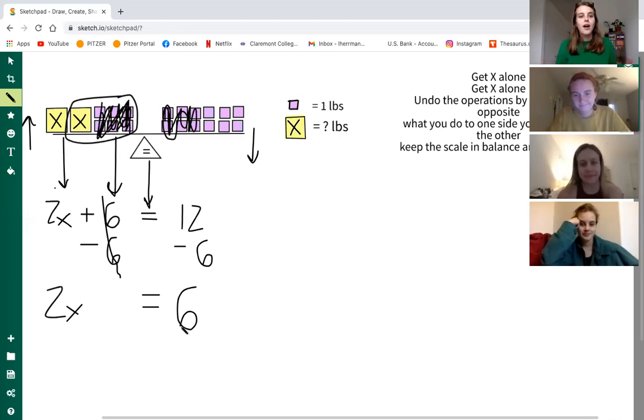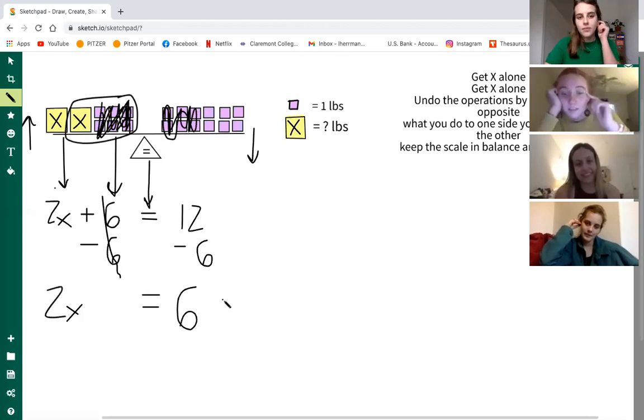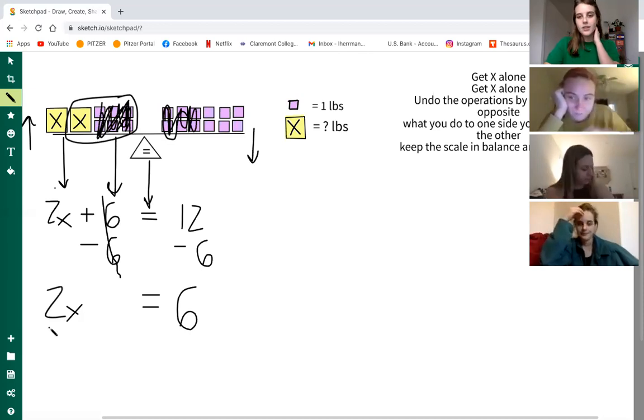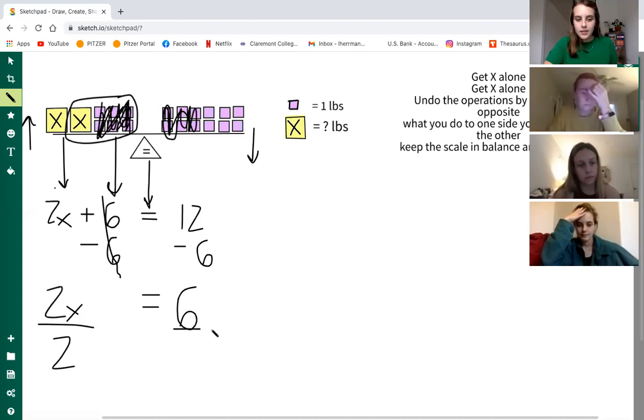So now we have an equation that looks familiar, right? We worked on these last week. Our scale is still in balance. And now we just add one more step and we can get x alone. So let's see, Kira, what's the next step? What do we need to do? So I think to get x alone, since x times 2 is what's happening on the left side, you'd probably divide by 2 on both sides. Right, exactly. So we just have to undo the multiplication by using its opposite, which is division. So we divide by 2 on both sides.